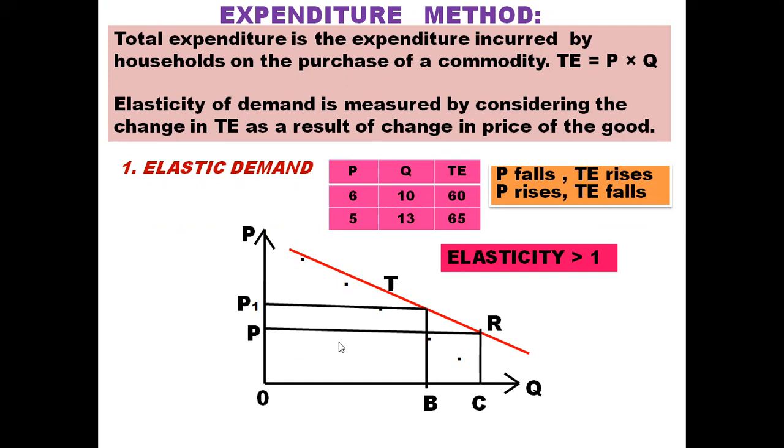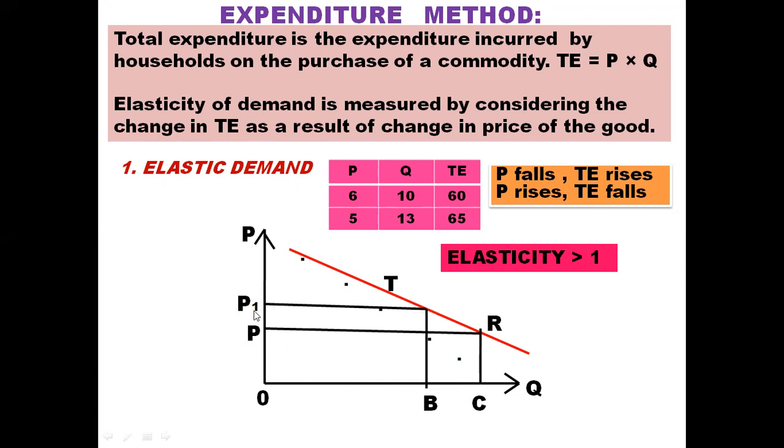Now let us see diagrammatically. Suppose initially the price is OP1, and the price falls to OP. So what is the total expenditure? The total expenditure will be given by the rectangle OBTP1. Initially, total expenditure is given by this rectangle, because Q is measured on the horizontal axis and P on the vertical axis. So total expenditure is OB multiplied with OP1, which gives us the rectangle OBTP1.